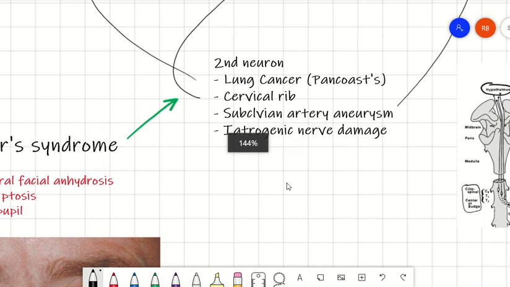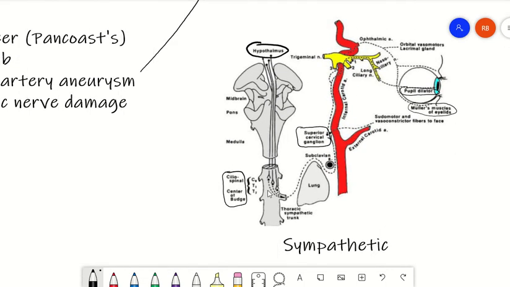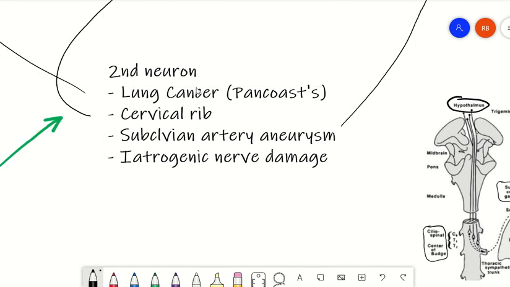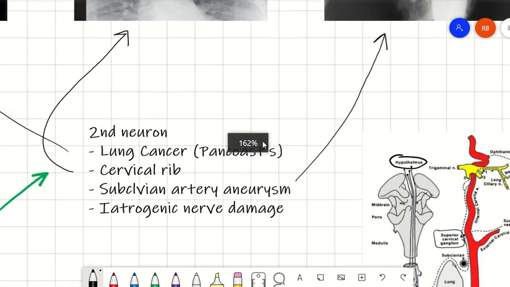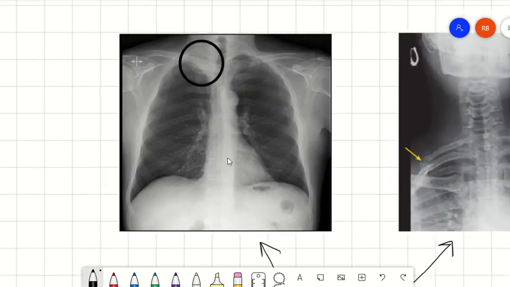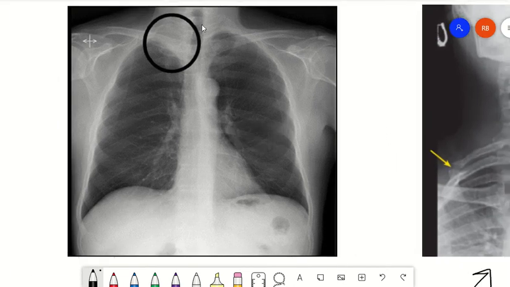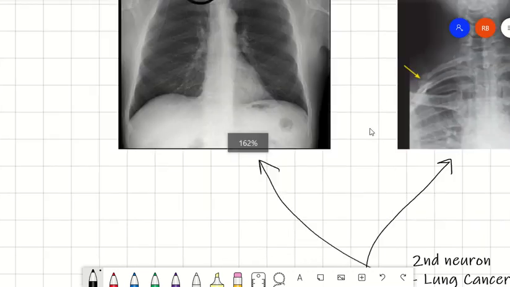The second order neuron path, where's the path from? The second order path is from the ciliospinal center of Budge. It's going to go over the apex of the lung, under the subclavian artery, and synapse in the superior cervical ganglion near the carotid bifurcation. So I've got a few causes here. Could be a lung cancer, a Pancoast tumor, and this is what a Pancoast tumor looks like. This is taken from the British Medical Journal from a case report. You can see here they've circled quite nicely where the Pancoast tumor might be, and the sympathetic chain runs posteriorly to that. So if you compress that, that's going to produce the symptoms of Horner syndrome.